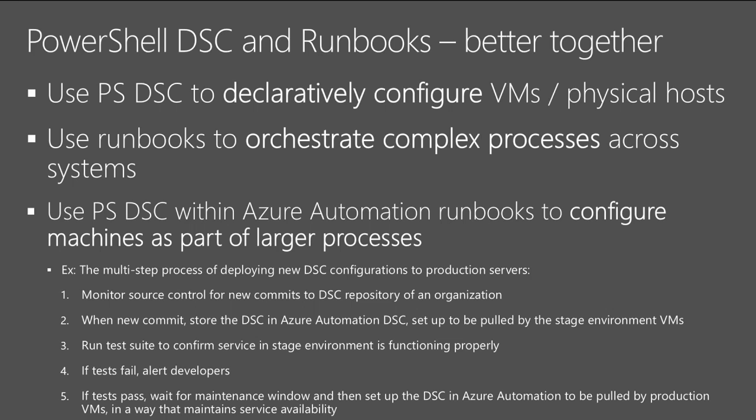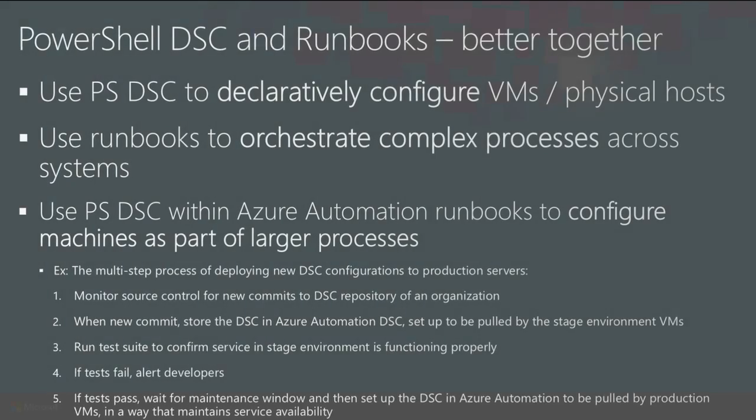If the tests fail, email whoever committed that to say, hey, your configuration broke the system. If the tests pass at the correct maintenance window time, actually deploy the update, upgrade domain by upgrade domain to a set of nodes hooked up to Azure Automation DSC, those being the production VMs now instead of the staging VMs. So a process around configuration is where you would use runbooks to orchestrate the Azure Automation DSC configuration side of things.